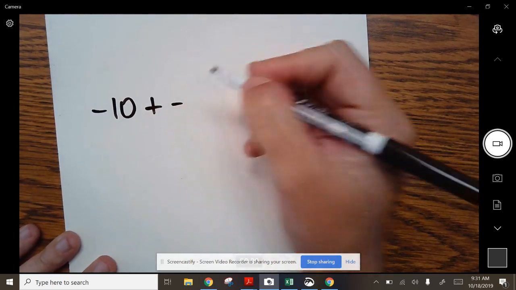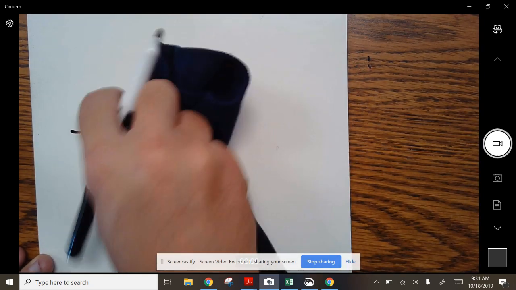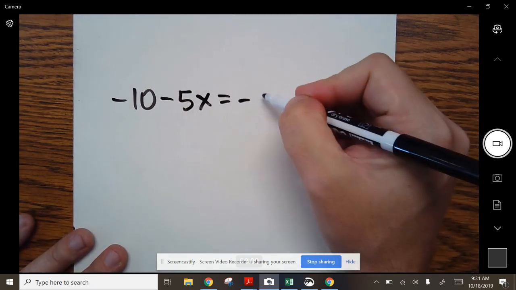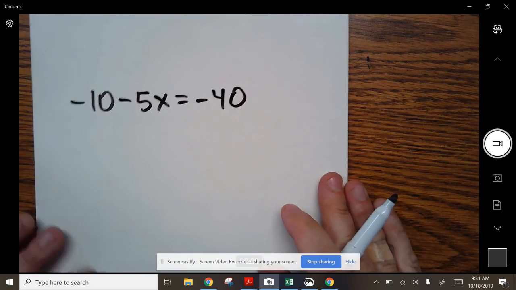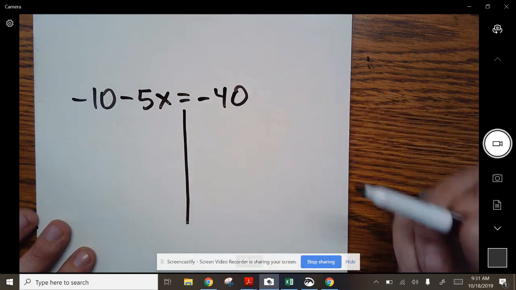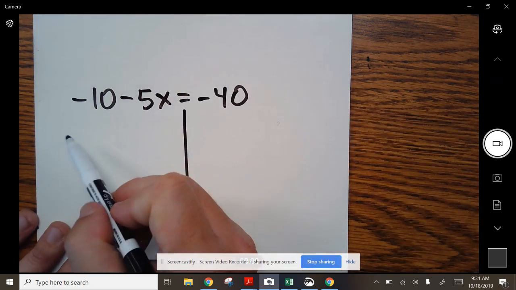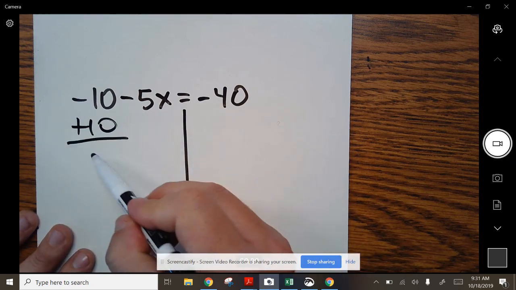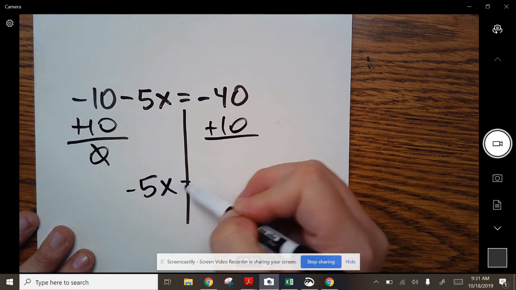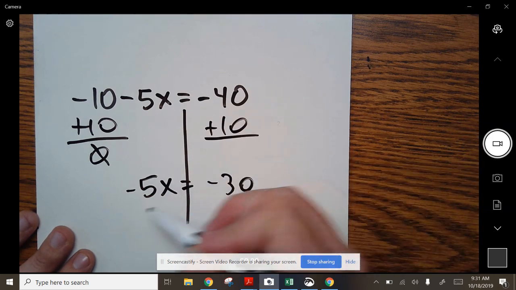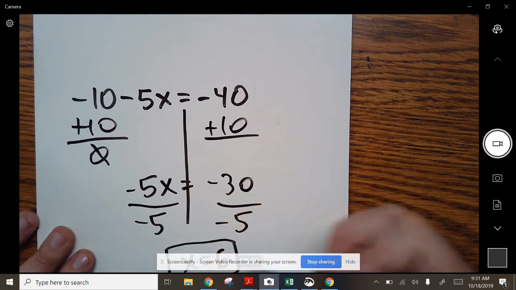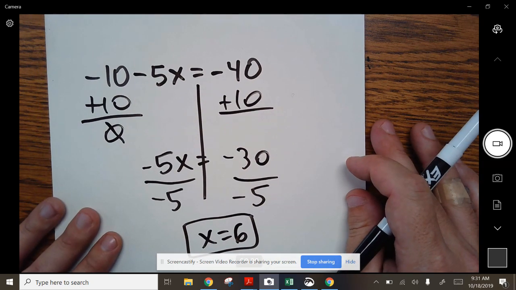Negative 10, actually not plus a negative. Nobody likes to write that. Negative 5x equals negative 40. A lot of negatives there. Don't let those mess with you. You can handle this. So first step, go ahead and solve this. Add 10. Negative 5x equals negative 30. X equals positive 6. All right?